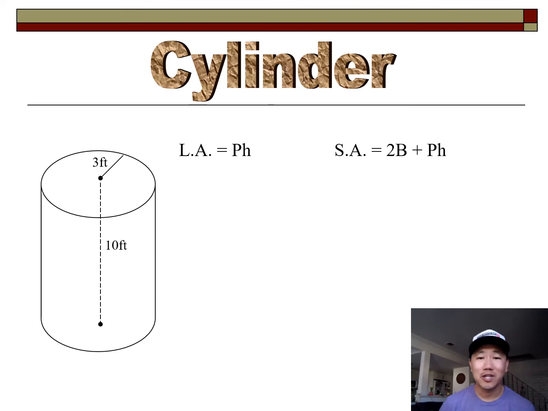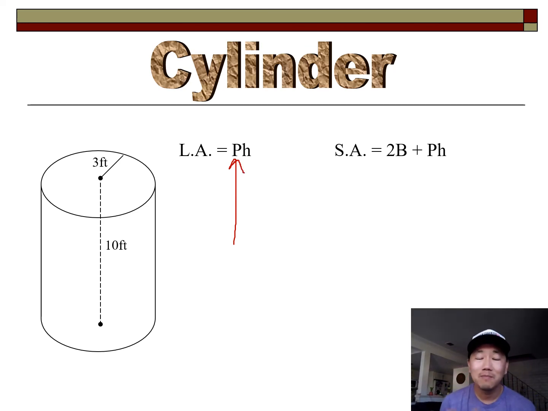All right, our next shape is a cylinder. It actually has the same exact formula as prisms. The lateral area is the perimeter of the base times the height. The surface area is 2 times the area of the base plus the perimeter of the base times the height. So it's the same formula. The only difference is that we do know a different formula for P, the perimeter of the base.